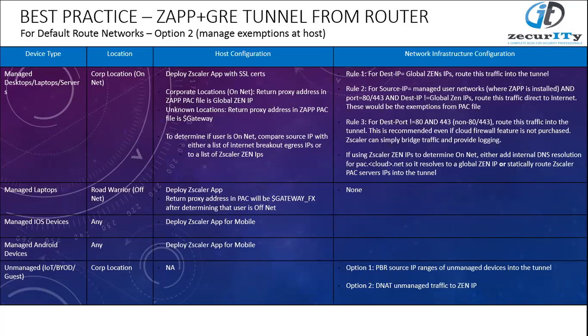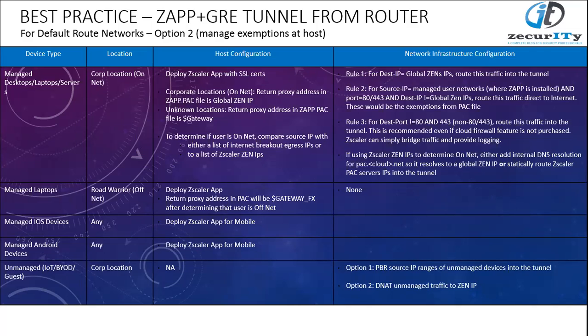If they are outside the corporate, then the general return statement, a dollar gateway or gateway underscore FX, will be used. At network level, when they are inside the corporate, if the destination IP is a global SYN IP, route the traffic to the tunnel. If my source IP is a managed user network, that means the subnets of users, and the port is 80 and 443, and the destination is not a global SYN IP, then route the traffic to the internet. This rule is mandatory to handle the exceptions. Those destinations should have the exceptions in the PAC files.